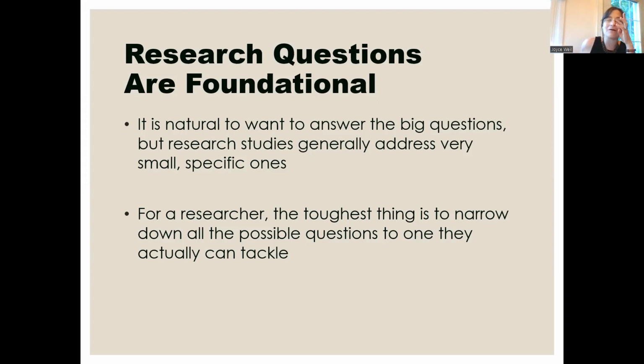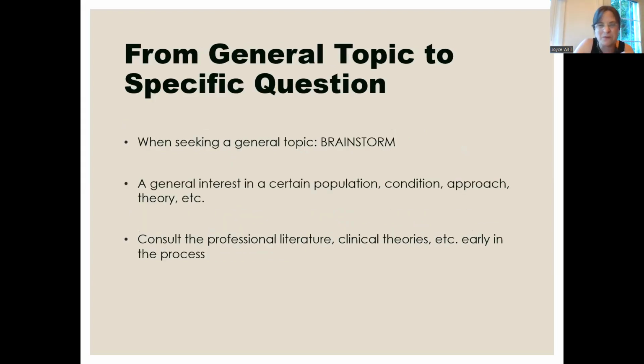So no matter how long you're in the field, research questions are always hard to really take from the big picture to narrow down to something testable. But you can do it, and we'll find steps for it. Right? So the way that we do it, and later on I'm going to give you a brainstorming exercise, but we brainstorm. So it's like, what do I want to study?